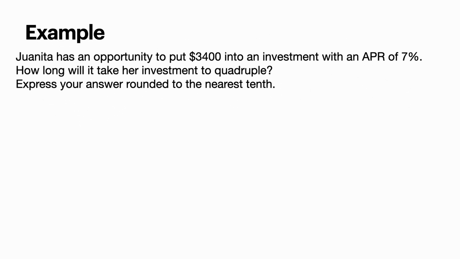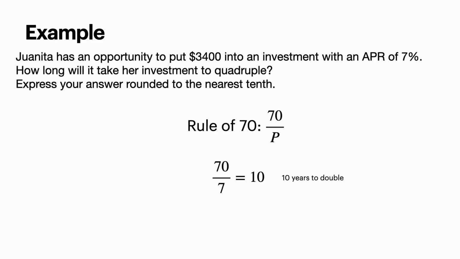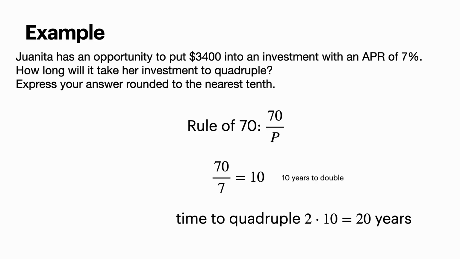Juanita has the opportunity to put a $3,400 investment at an APR of 7%. How long will it take her investment to quadruple? Express your answer rounded to the nearest tenth. So we're going to use the rule of 70 for this. We have 70 divided by the percent, roughly 10 years to double. So it would take 20 years to actually quadruple, which is what this particular question asked.